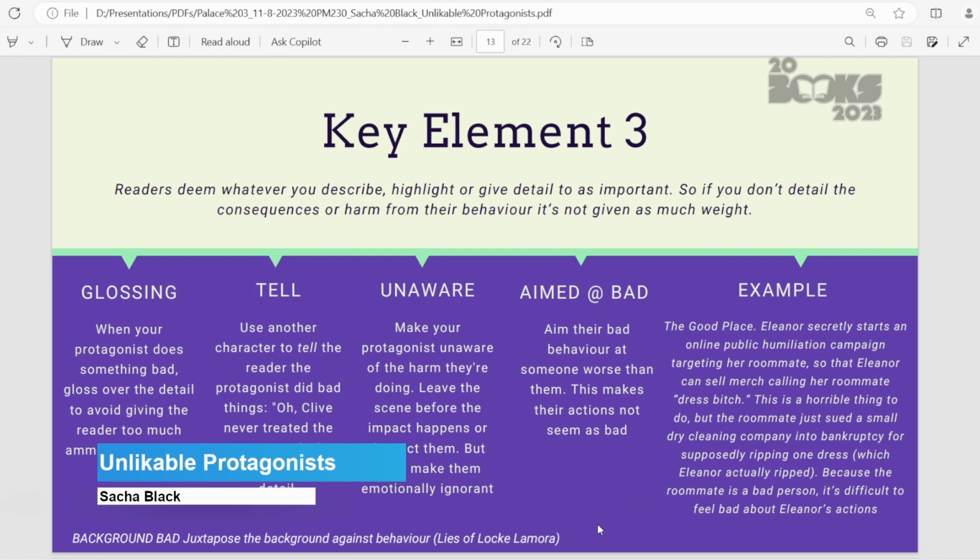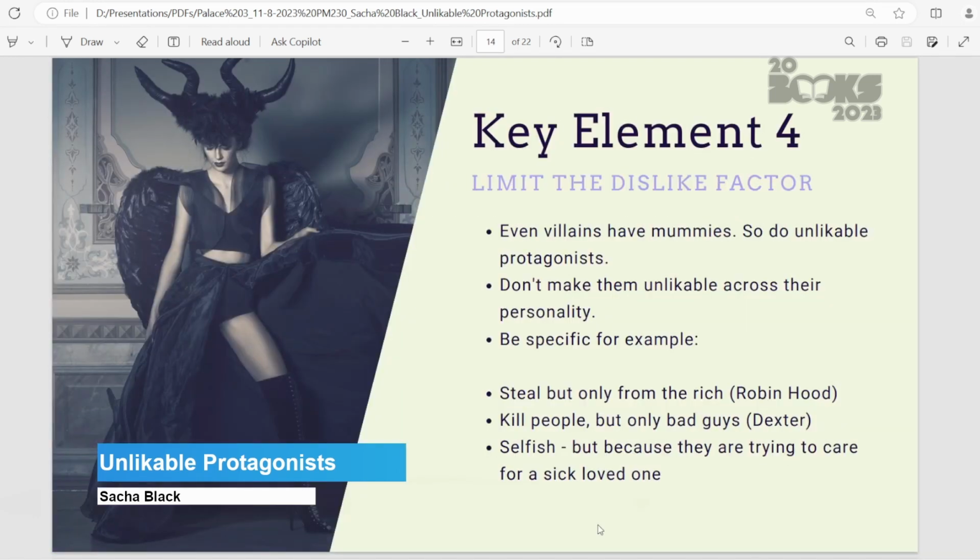Element four, limit the dislike factor. So we all know that even villains have mummies, right? They have to have some element of good in them. I'm not going to go into that because I think we all know that. But one other thing that you can do is limit how bad you're making them. So like with Robin Hood, he steals, but only from the rich. It's not like he's stealing from poor people and making the children starve.